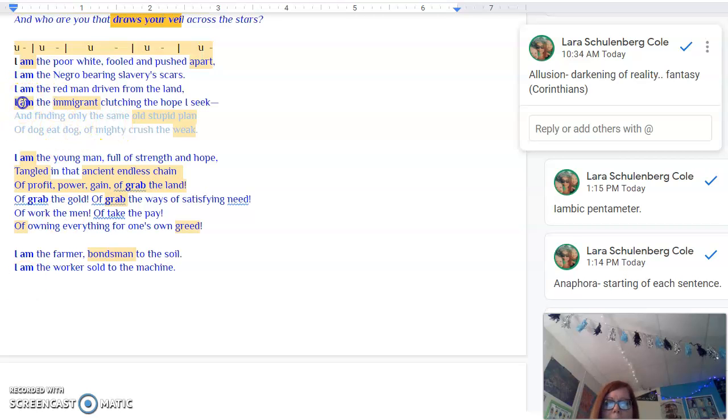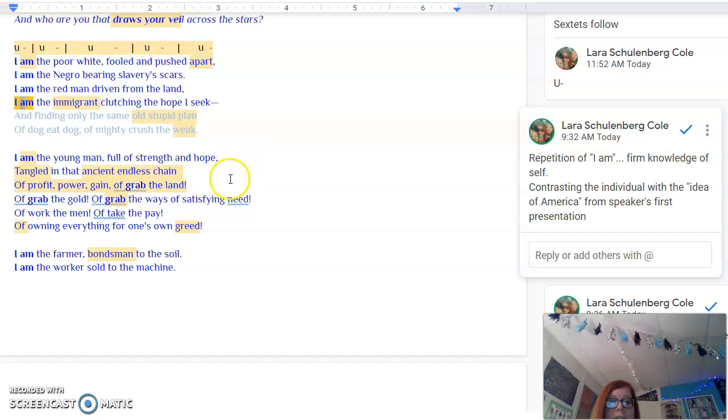All right, so I've already mentioned the repetition of "I am." We start seeing an affirming of the knowledge of the self. Where it was earlier, I'm being asked and letting, now we start seeing this established self being placed here, which contrasts the individual with the idea of America. When we think of America as that idealism presented in those first stanzas, here we start seeing more of the reality of that.